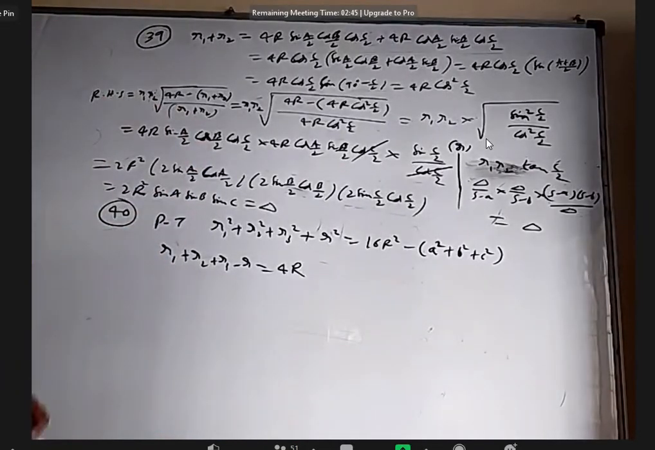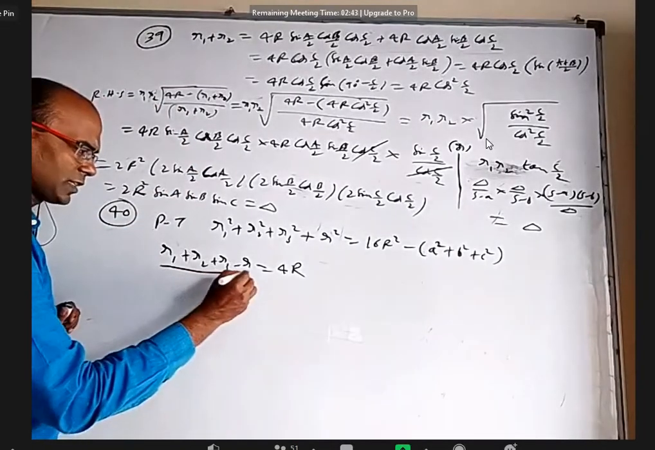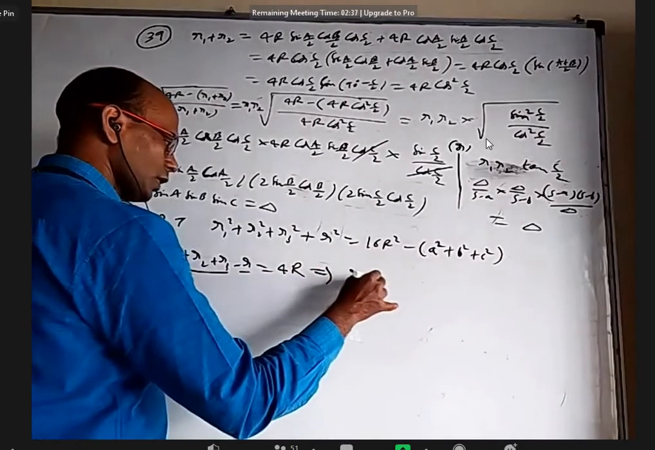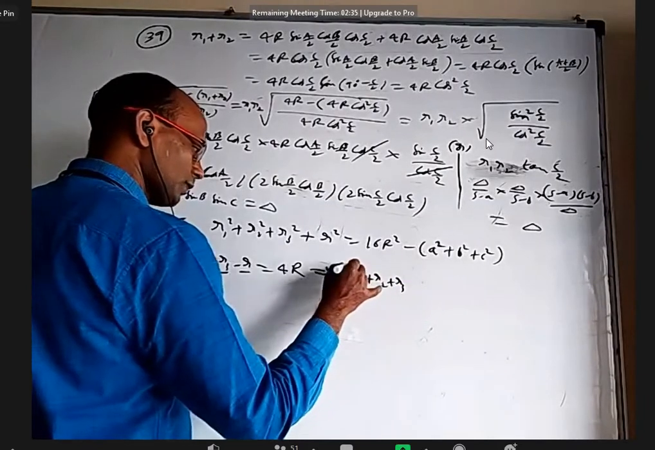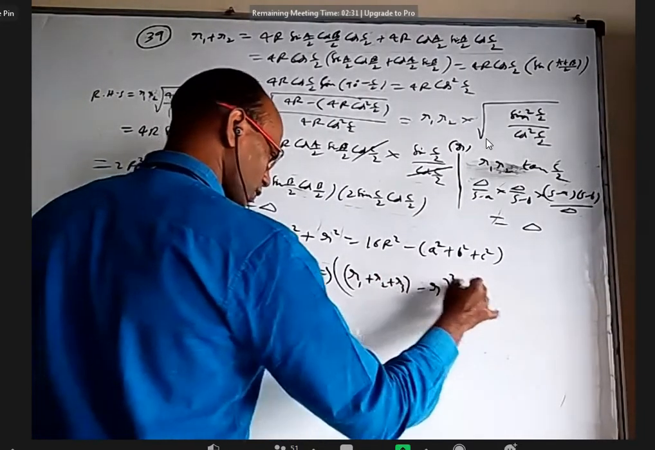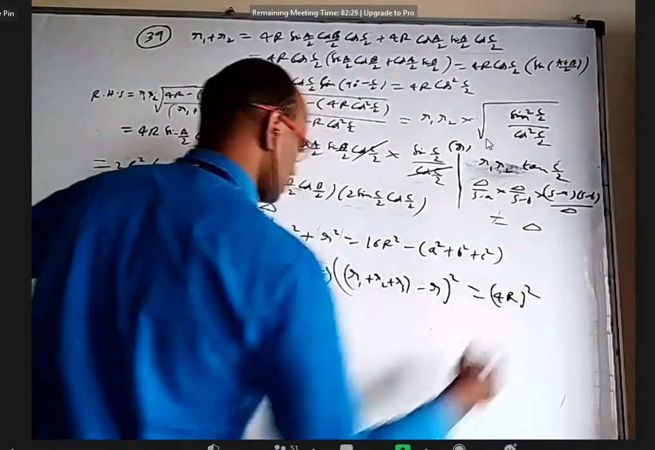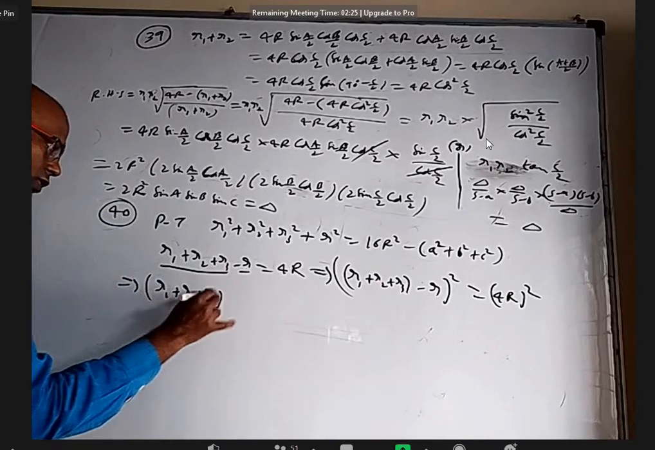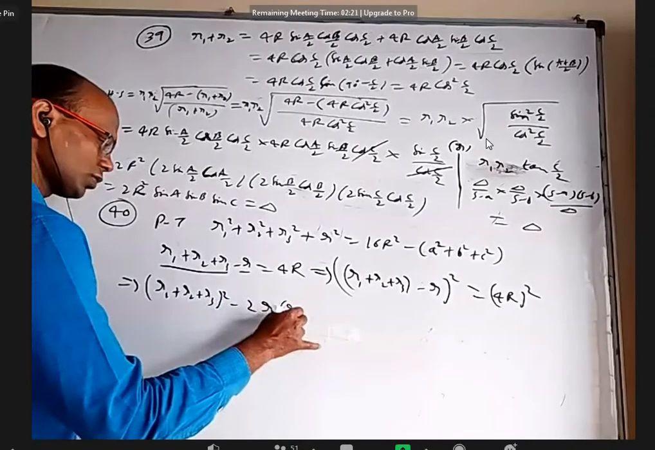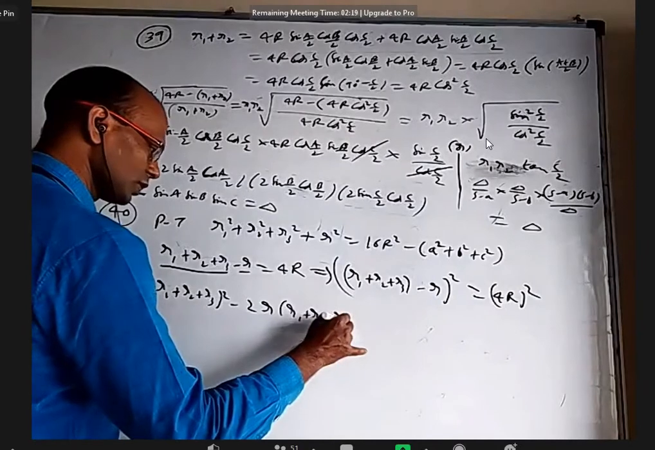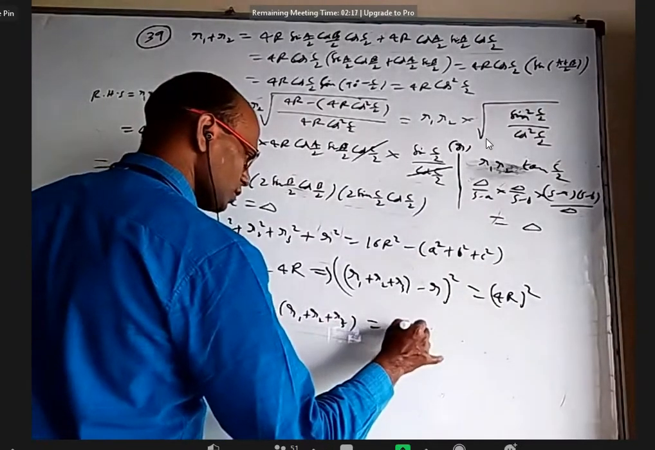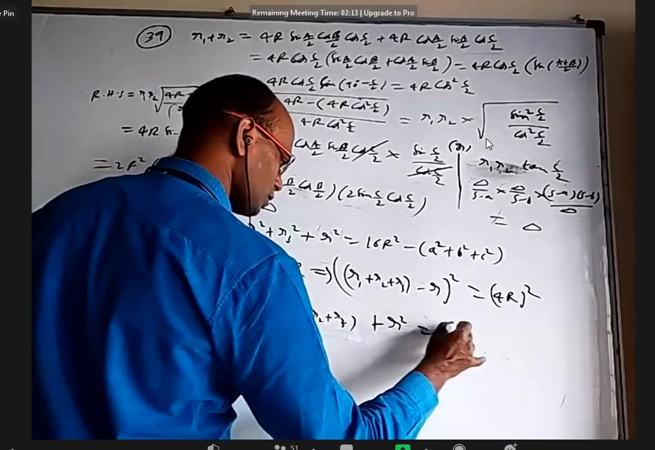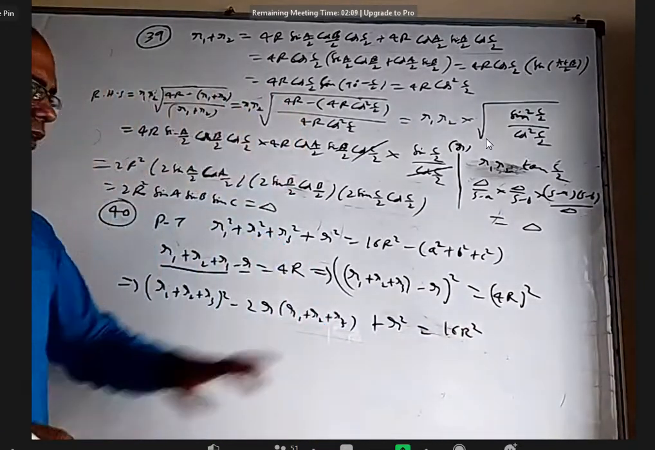We can also do one more thing. We can take this part separate, and then square it. That is the total. Maybe that is better here. R1 plus R2 plus R3 minus small r whole square equal to 4r whole square. That is R1 plus R2 plus R3 whole square minus 2r into R1 plus R2 plus R3, plus r square, equal to 16 r square. Yeah, this is better. I simply wrote A minus B.